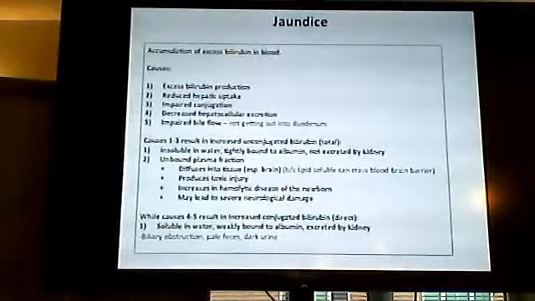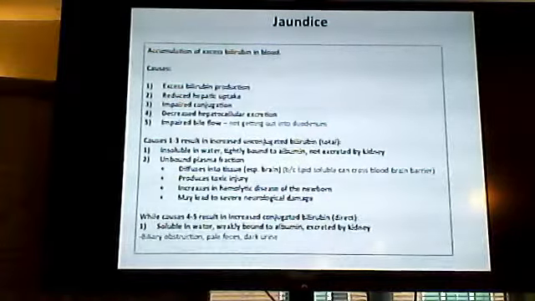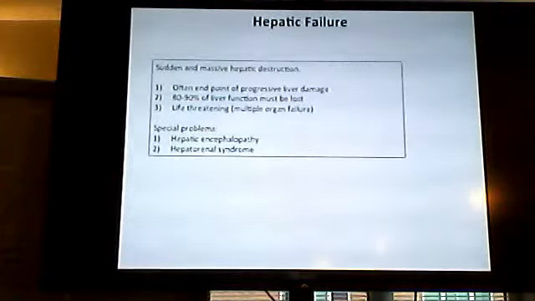So jaundice, accumulation of excess bilirubin in the blood, so you might see yellow eyes associated with liver damage. Cholestasis is the gallbladder is very stiff, gets blocked, not very good. Hepatic failure, the liver itself kind of dies.